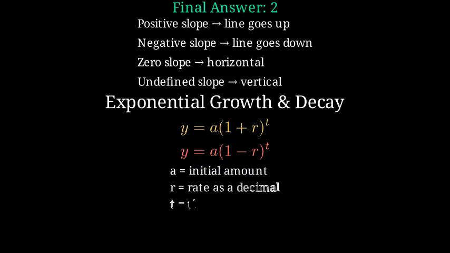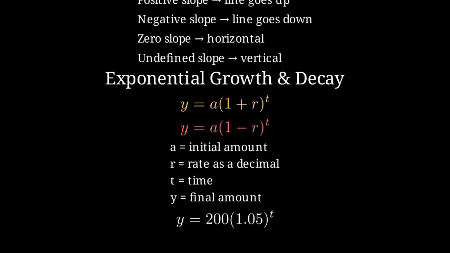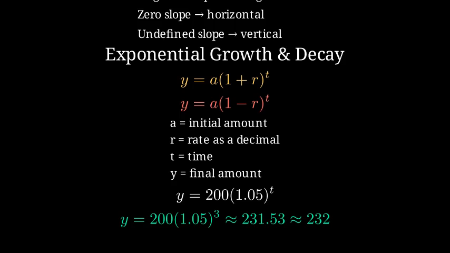Here is what each symbol means. A is the initial amount, r is the rate as a decimal, t is time, and y is the final amount. Growth example. A population starts at 200 and grows by 5% each year. So we write y equals 200 times 1.05 to the power t. After 3 years, y equals 200 times 1.05 cubed, which is about 231.53, or about 232.